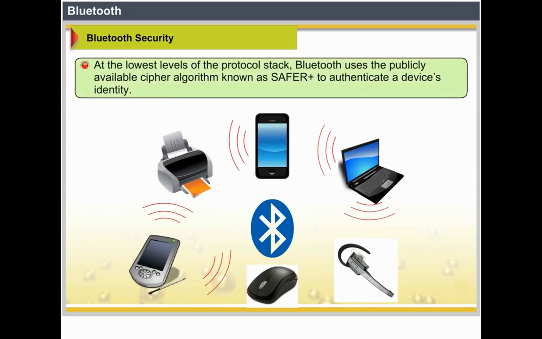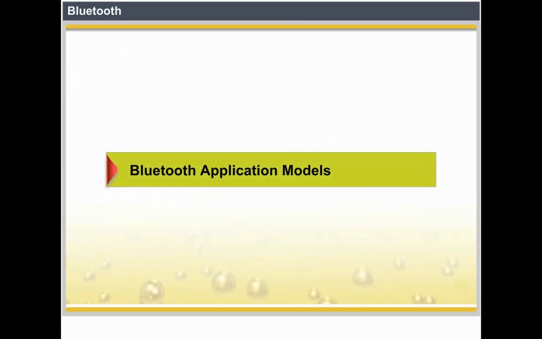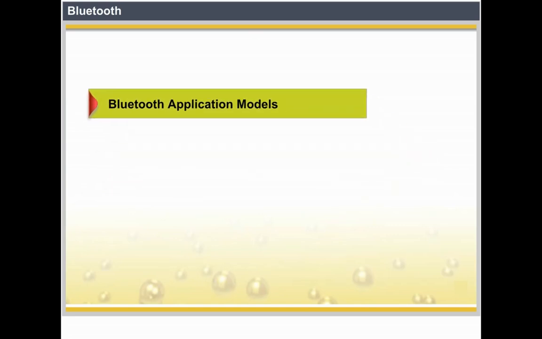At the lowest levels of the protocol stack, Bluetooth uses the publicly available cipher algorithm known as SAFER+ to authenticate a device's identity. In addition to these basic security functions, different application verticals use their own security infrastructure at the application layer.